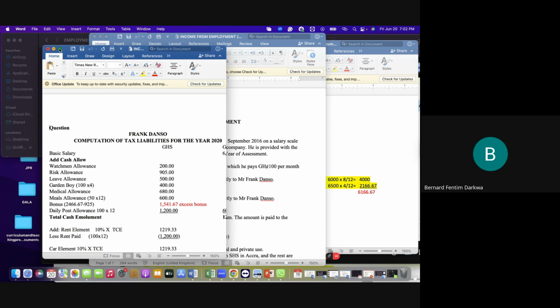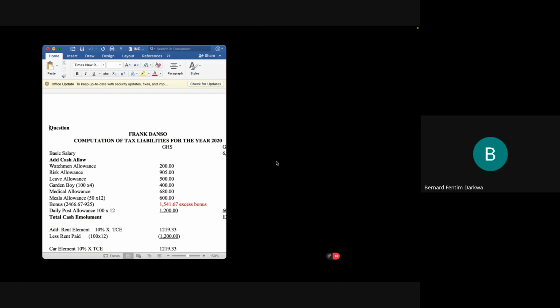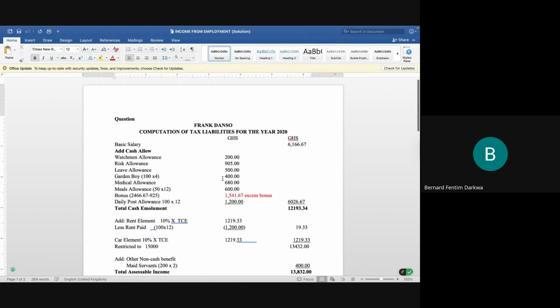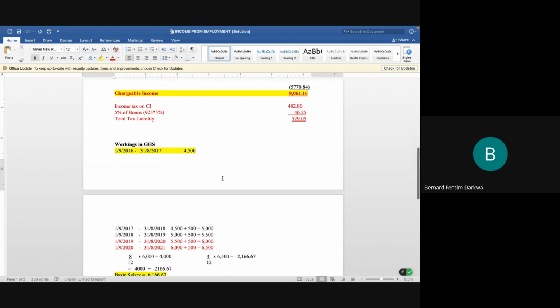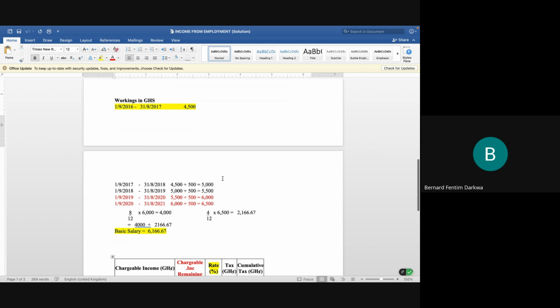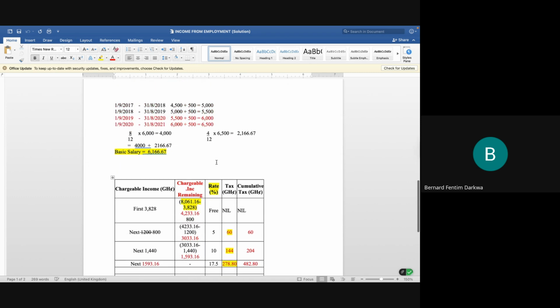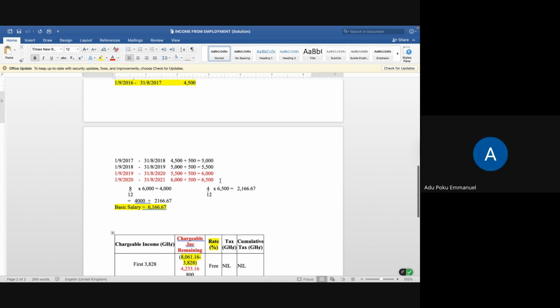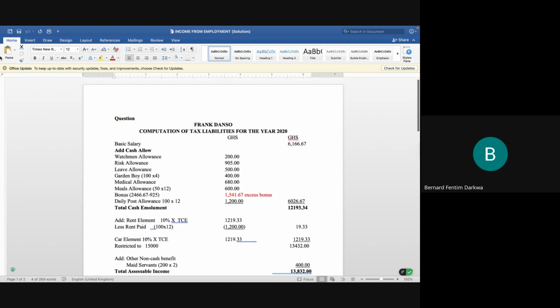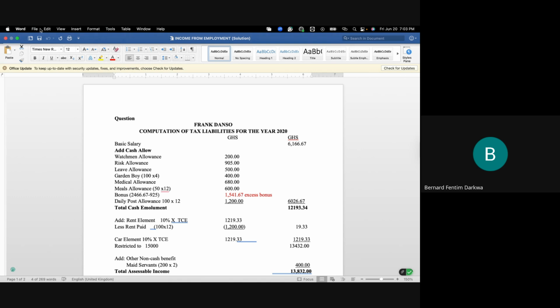So now let's look at the basic salary. Actually, I'm going through the solution with you. So this is what we're supposed to get. Look at the base salary. 4,000, then you add it to this. The base salary is this, 6,166.67. So that is correct. Good. So now we have finished. We have gotten our basic salary.